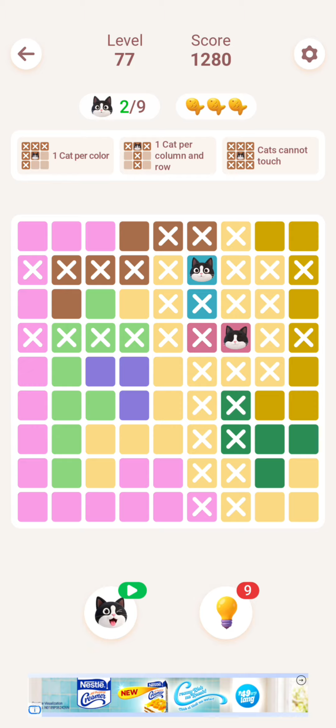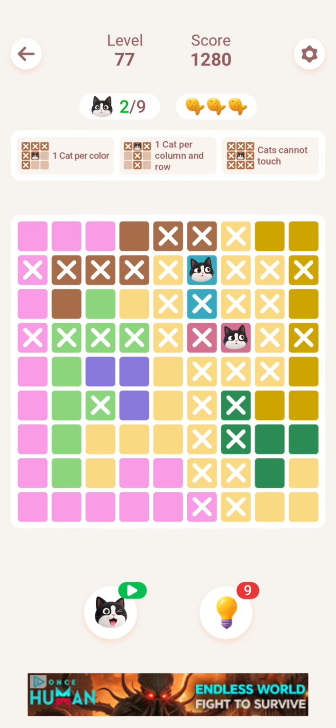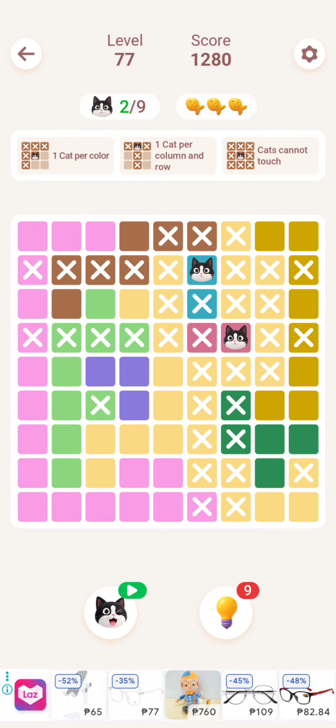Then we could see here that purple here. Now we can cross out a potentially adjacent cell. So wherever we will place our cat in the purple cell, that crossed out cell will always be adjacent. Same with the dark green color here. We can cross out that cell because wherever we place our cat in the dark green, that cell will always be an adjacent cell.